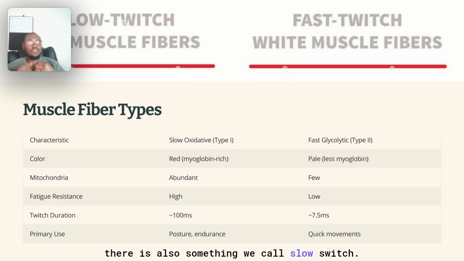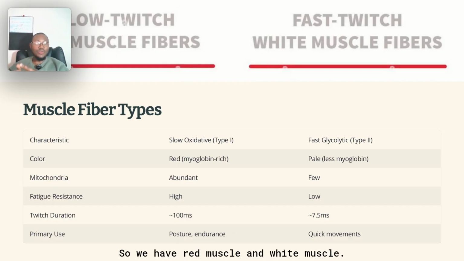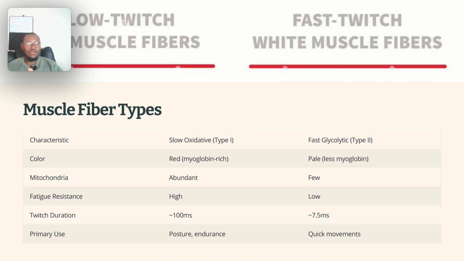There is also something we call slow twitch, red muscle fibers, and fast twitch, white muscle fibers. So we have red muscle and white muscle. These are muscle fiber types. You have to know this. What are the characteristics? Characteristics of slow twitch, that's red muscle. It is slow, that's type 1. Fast glycolytic is type 2.